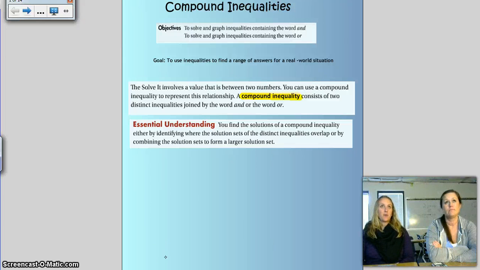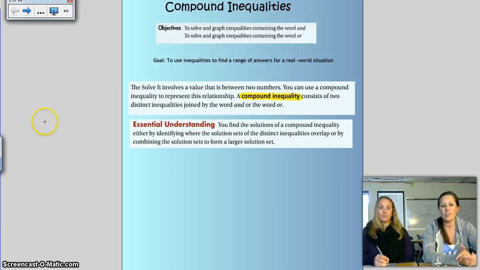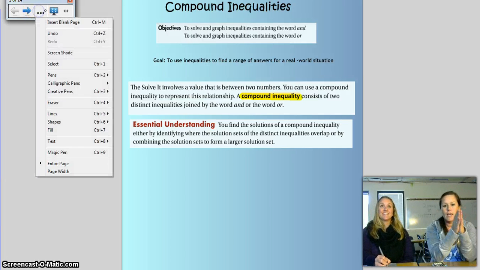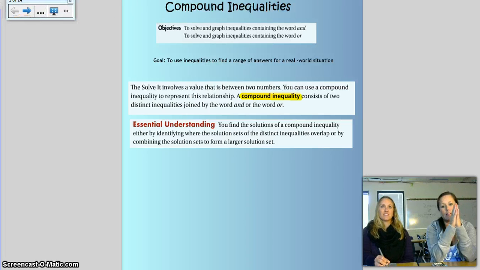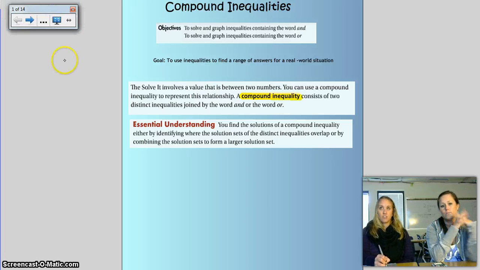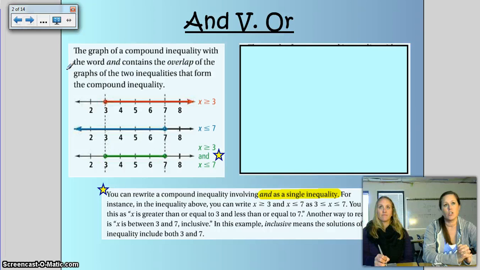All right, compound inequalities. Here we just got done talking about solving multi-step inequalities, so now we're going to add another component to it. I think we can describe this as "and" versus "or."